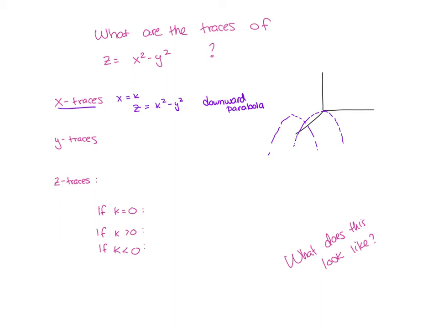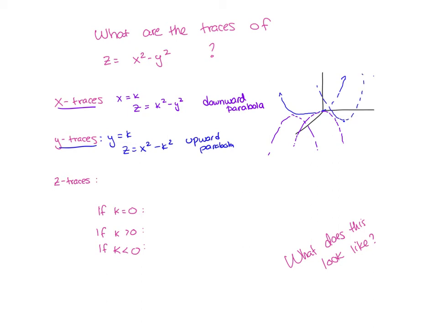When y is equal to a constant, I get z is equal to x squared minus that constant squared. So that's going to be an upward parabola. So even though I have downward facing parabolas in that x direction, when y is a constant, I'm going to be seeing these upward facing parabolas that start getting moved down over time. So we will start down here and draw that upward facing parabola.